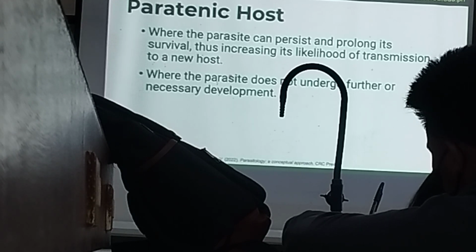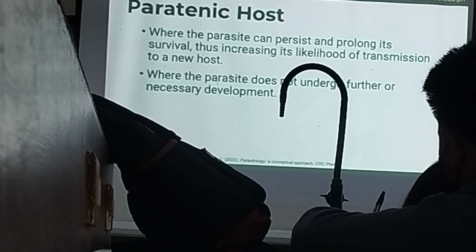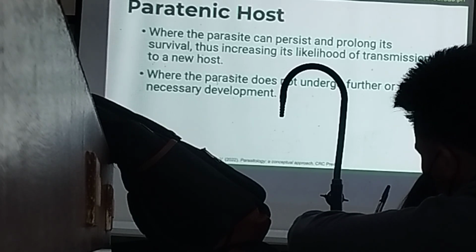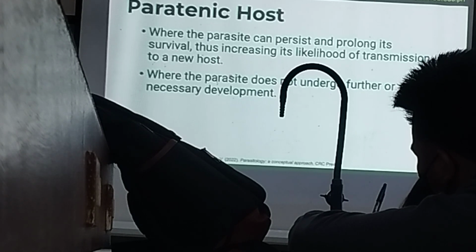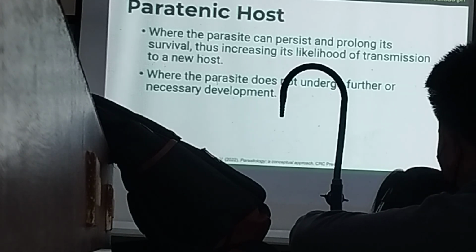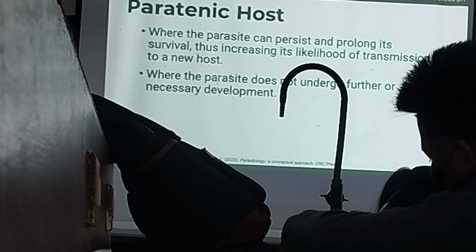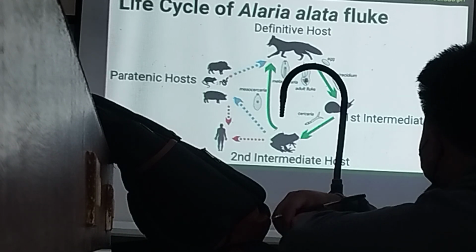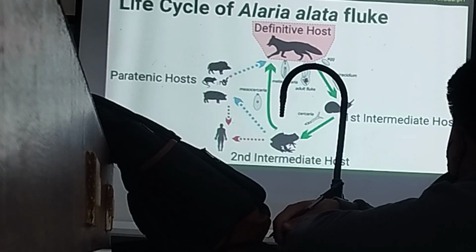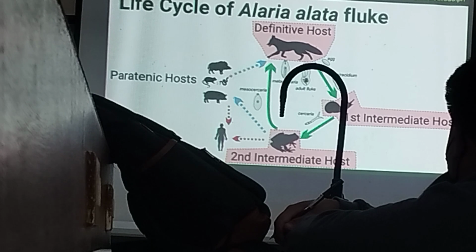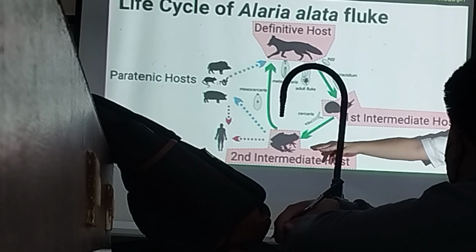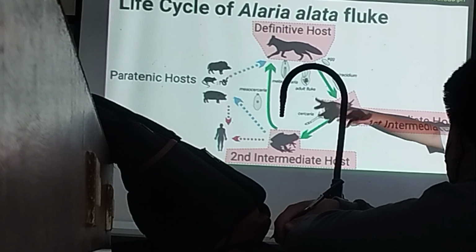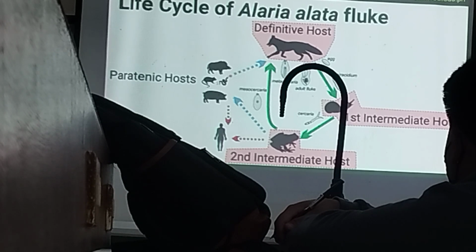And usually, it's a small organism, let's say a mammal, that is a prey of a certain predator. So once this small prey is eaten by the predator, the parasite will develop. It's like a link, no? Now, for example, in the case of a fluke, Alaria alata, the definitive host, let's say, is a canine. Then we have intermediate host 1 and 2, your snail, then your frogs. Then sometimes, if the frogs are not eaten by the definitive host, there's a chance that certain stages will go to the paratenic host, which could be your, say, rats.